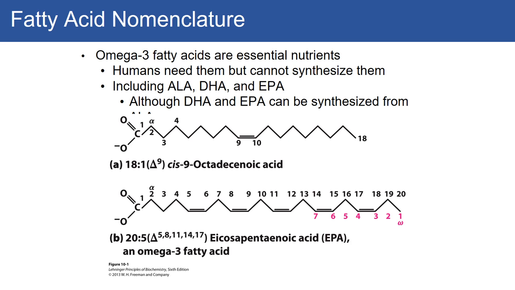B, you have a 20 length. That's the 20. You have 20 carbons. That's a 20:5. There are 5 double bonds, with the delta locations of all of those double bonds, and this is EPA, and this is an omega 3. So you now know that there's a double bond on the 3rd position from the omega end. That makes it an omega 3 fatty acid. So that's the naming convention that is going to be important in this. And when you do the exam, you'll need to know how to name these fatty acids.